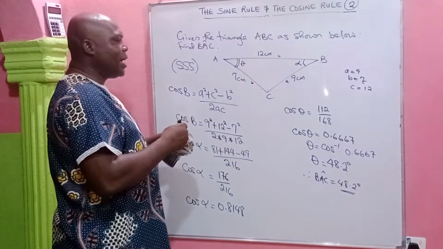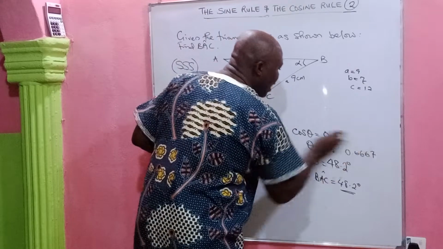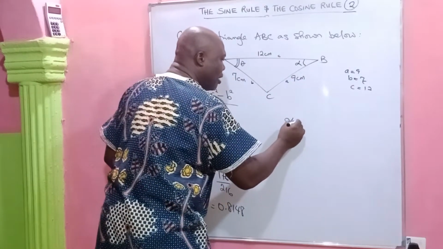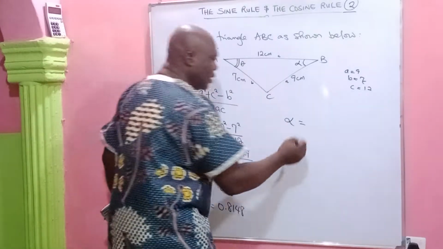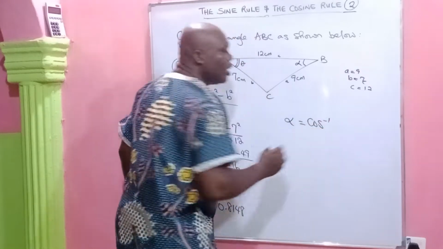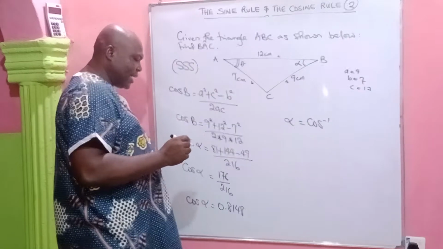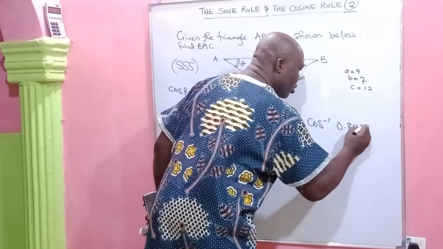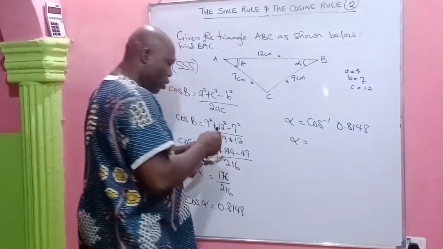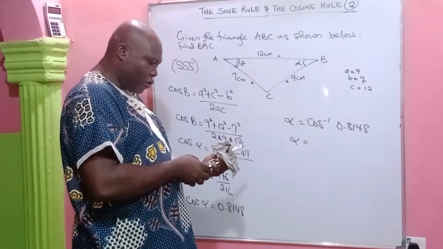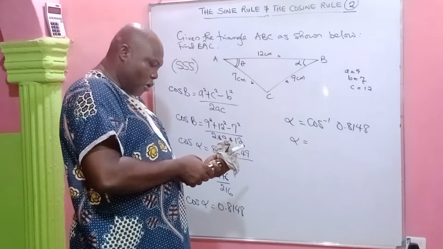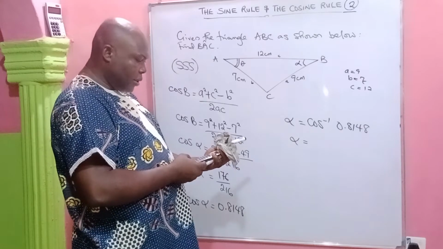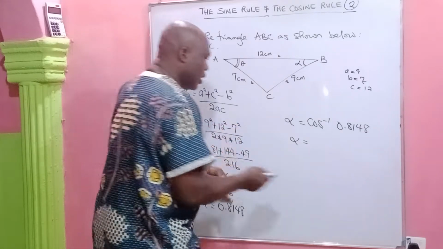So we need to find the alpha angle. In the same manner, the angle alpha will be equal to the inverse of cos, the shift cos, of 0.8148. So press shift cos or second function cos of that answer, 0.8148, and that will give us 35.4 degrees.